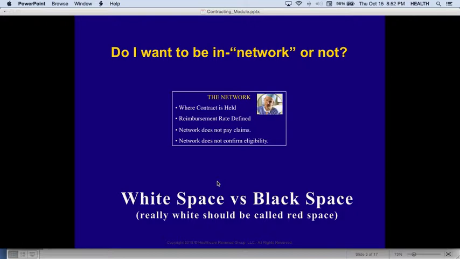It's white space versus black space. Really, the white should be called red because they're trying to discount you and I'm going to lose money, but it's white space and black space management, which is actually the industry terms. That is our first section.